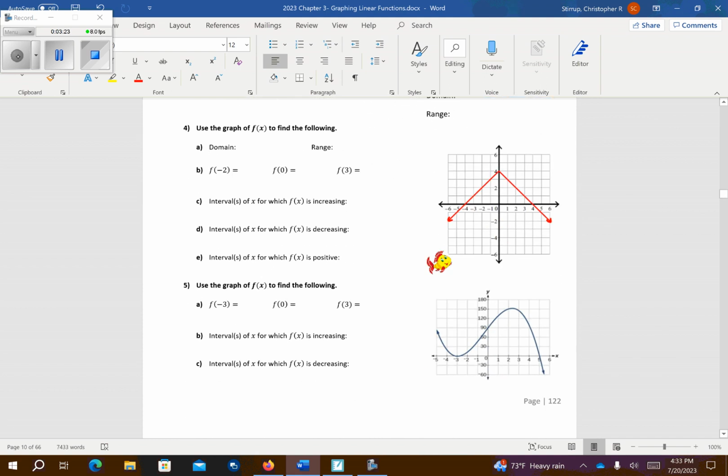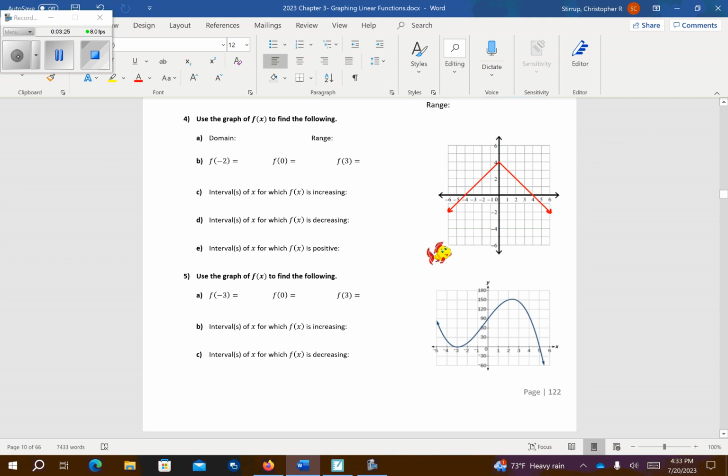And then number 5, F of negative 3 is right there. So that's going to be 0. F of 0 is going to be 90. F of 3 looks to be about 150. It's probably like 148 or something like that.